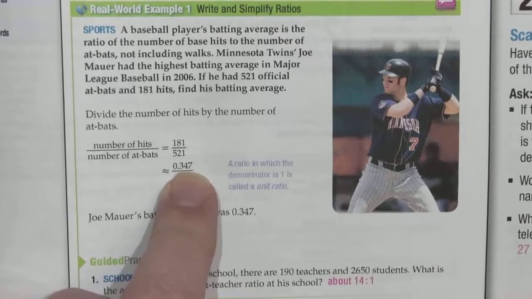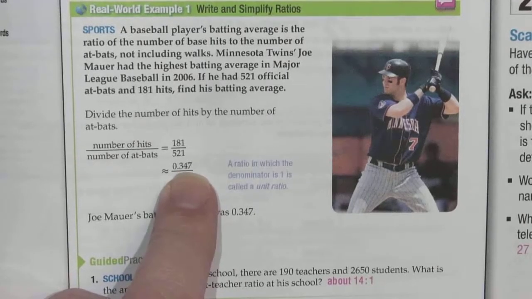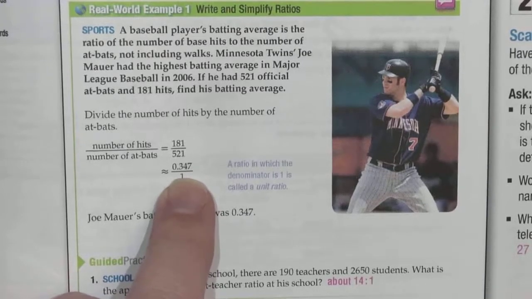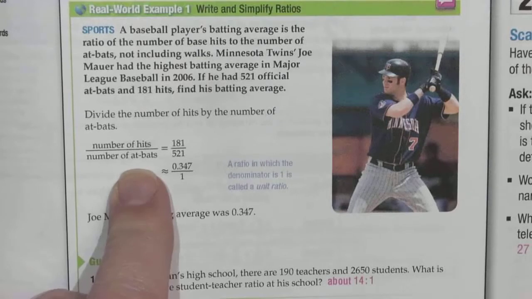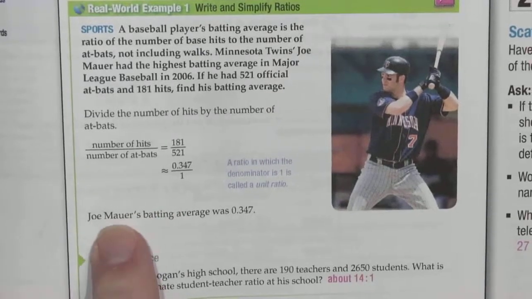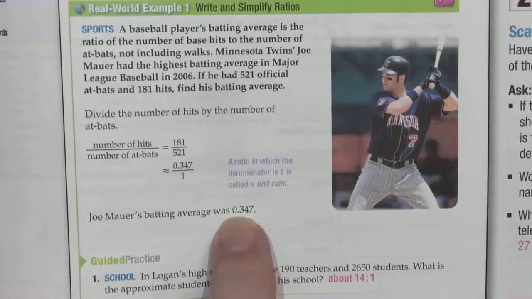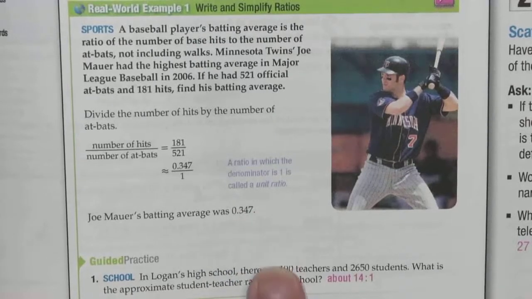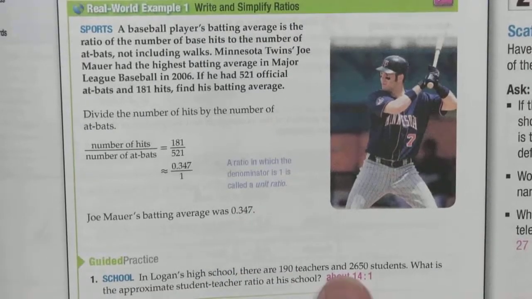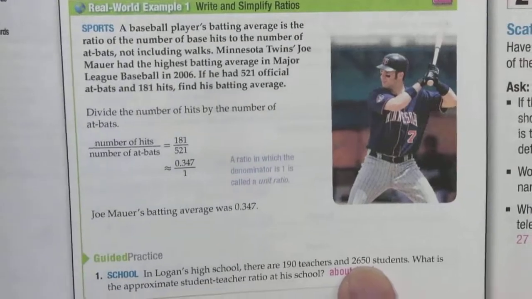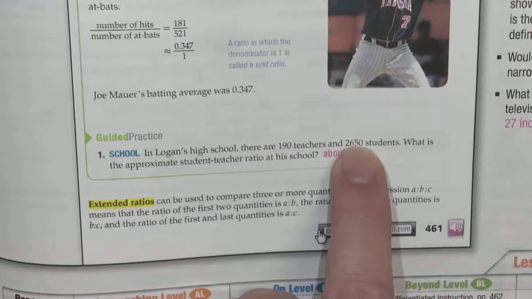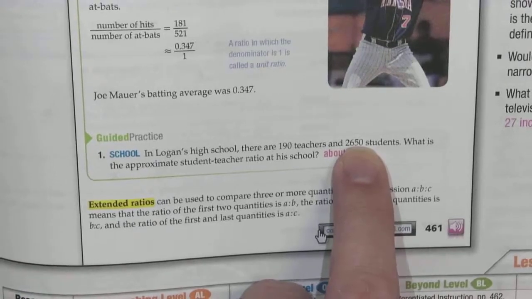Have you guys ever heard of a baseball player's batting average? Well, that's where that comes from. So it is number of hits divided by at-bats. So Joe Mauer's batting average was 0.347. Okay. Oops, in doing this, I showed the answer. Okay. So let's look at, and somebody help me out here. I'm going to try to hide this a little.